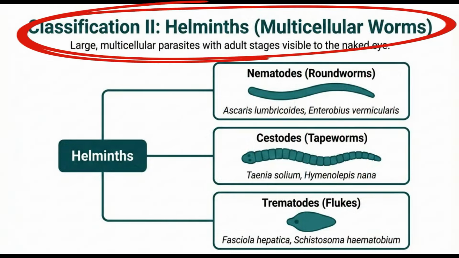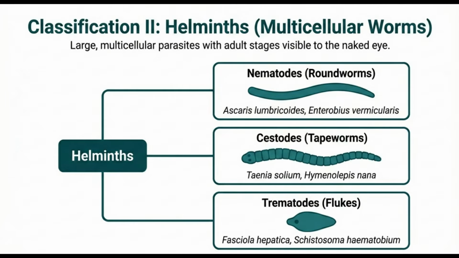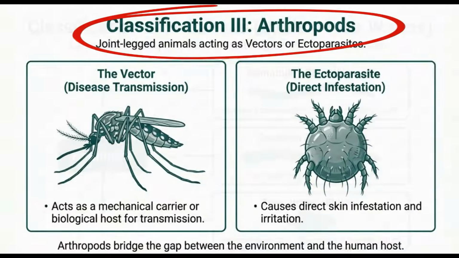Our second group is the helminths, or what we more commonly call multicellular worms. Now, unlike the protozoa, these are large parasites. You can often see them with the naked eye in their adult stages. They generally fall into 3 main subgroups. You've got the nematodes, which are roundworms, the cestodes, which you probably know as tapeworms, and the trematodes, commonly called flukes.